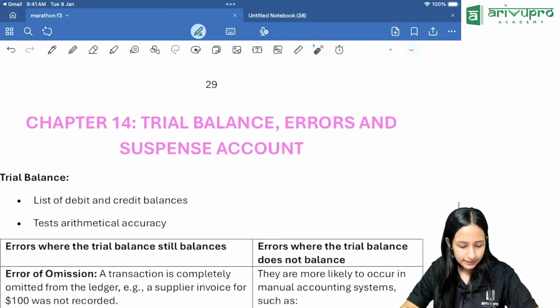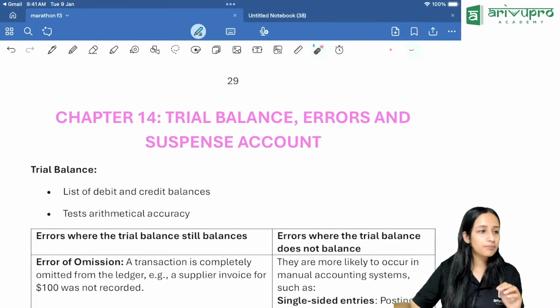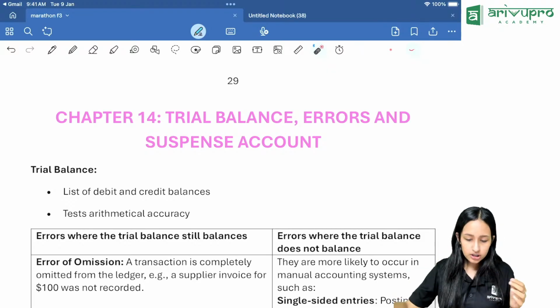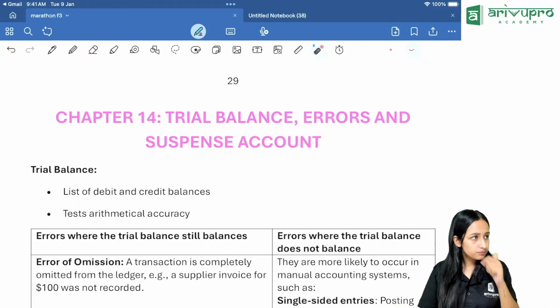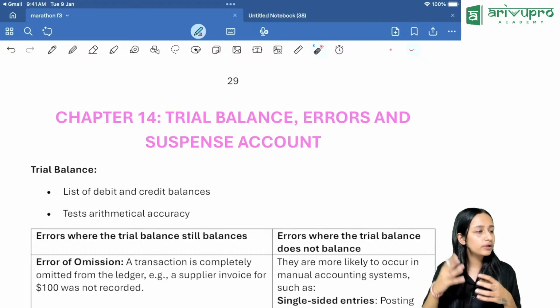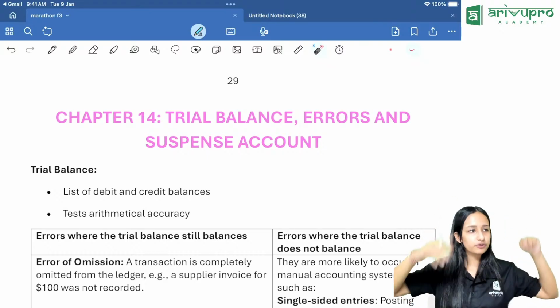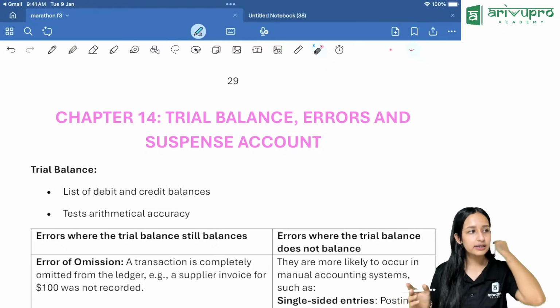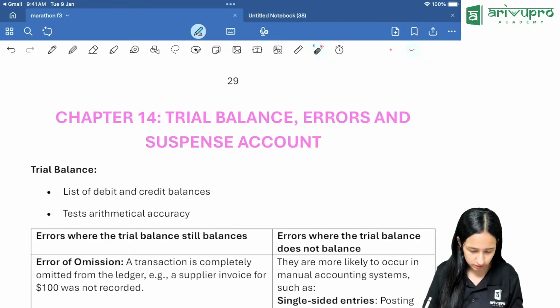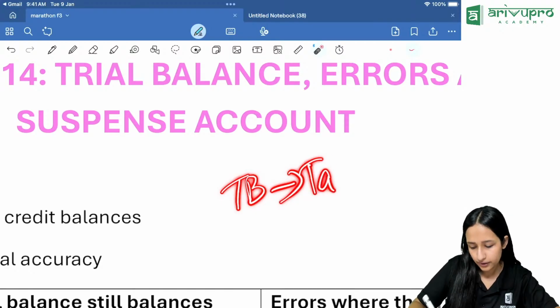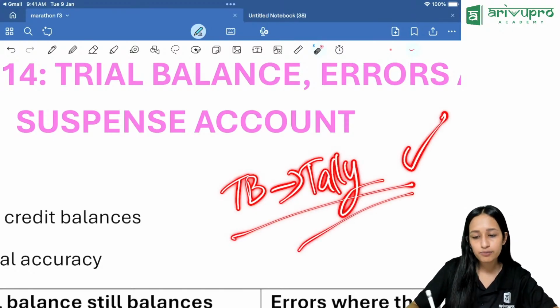With this, we are done with that chapter. Next, chapter number 14. Trial balance, errors and suspense accounts. What is a trial balance? Trial balance is the next step after you make the ledgers. We'll take out all the debit balances and credit balances. We'll put it in one particular sheet so that it tallies. Right. So this has to be arithmetically accurate. That means we cannot put in wrong values here. Now, the trial balance has to tally. If it is not tallying, there is some problem in it.